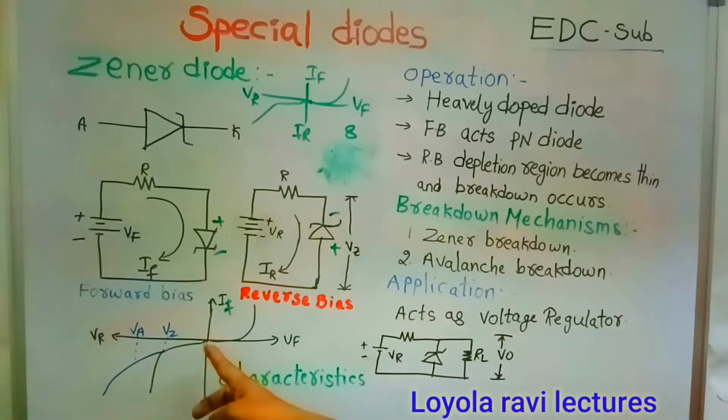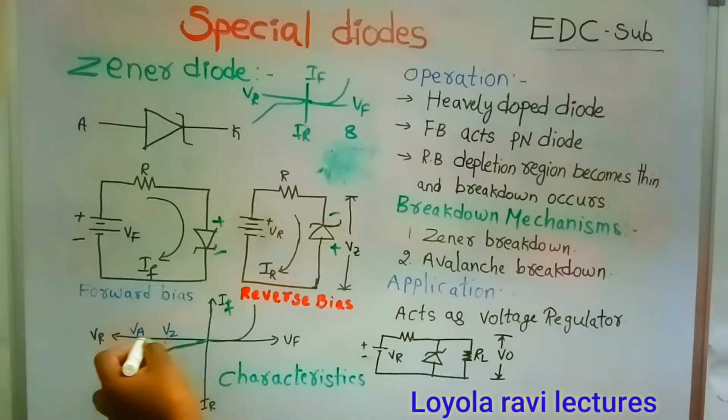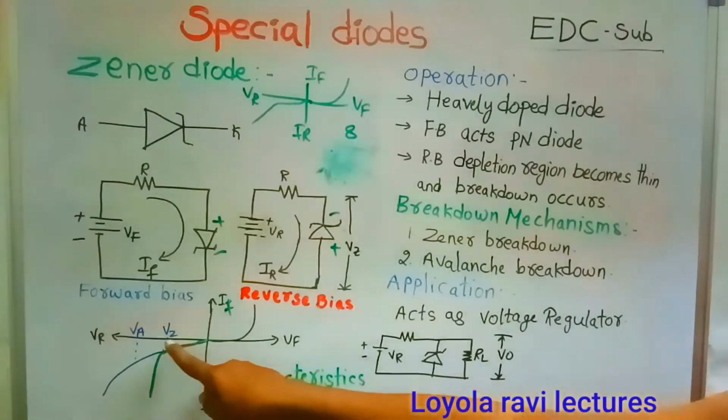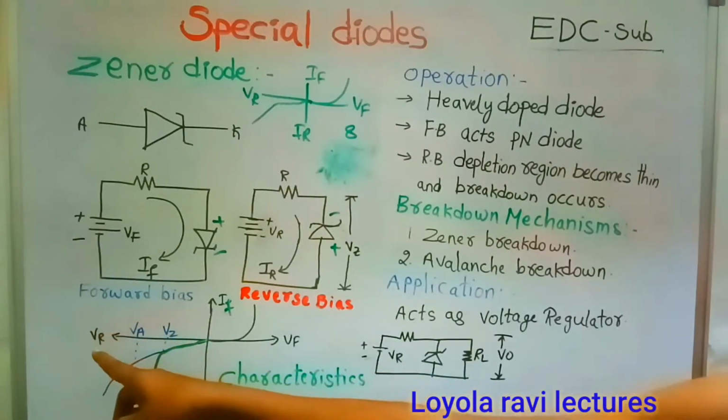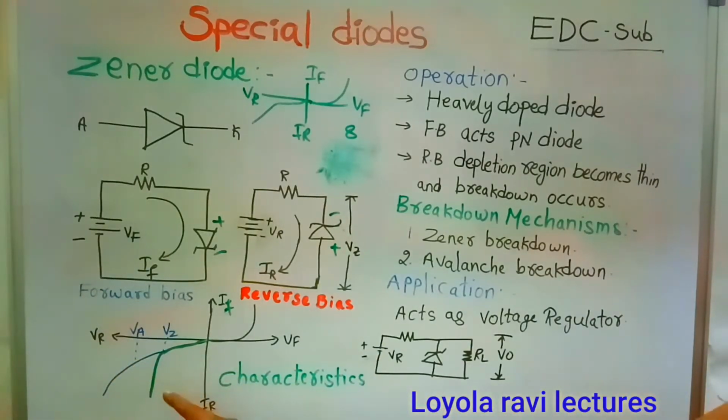And after some point, still we are increasing the reverse bias voltage. The current increases, but voltage remains constant. If you see the characteristics here, if reverse bias voltage increases, slowly current increases, and after some particular voltage, the current increases, but voltage is constant. Voltage is constant for the applied reverse bias voltage, but current increases.